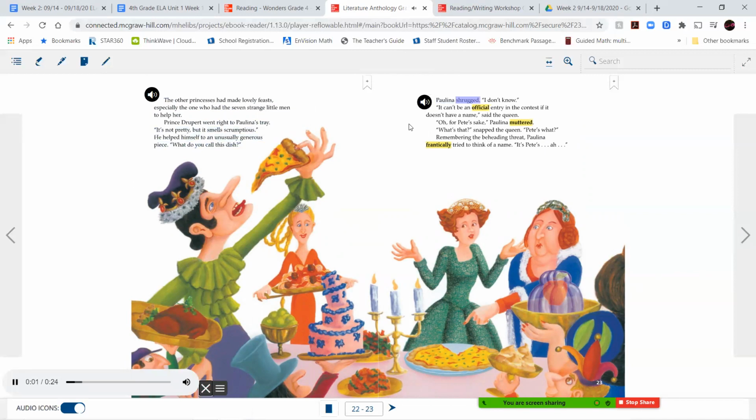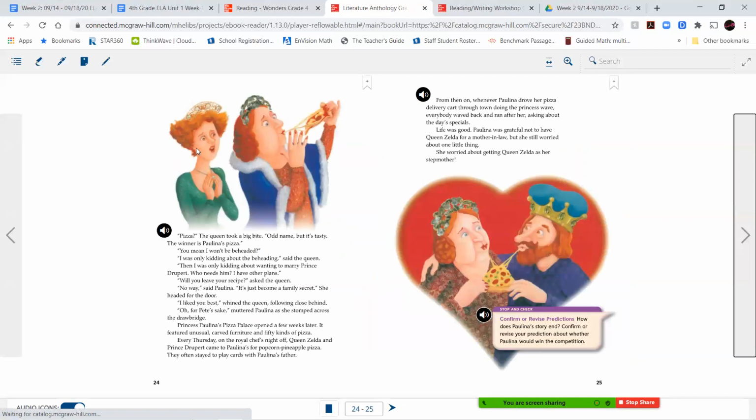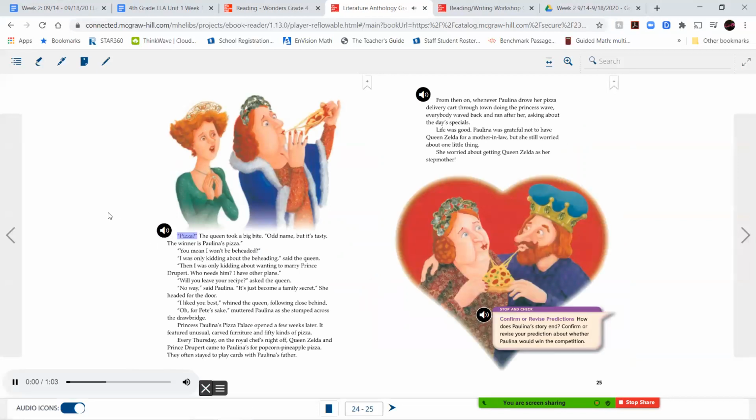Paulina shrugged. "I don't know." "It can't be an official entry in the contest if it doesn't have a name," said the Queen. "Oh, for Pete's sake," Paulina muttered. "What's that?" snapped the Queen. "Pete's what?" Remembering the beheading threat, Paulina frantically tried to think of a name. "It's Pete's, Pizza?" The Queen took a big bite. "Odd name, but it's tasty. The winner is Paulina's Pizza."